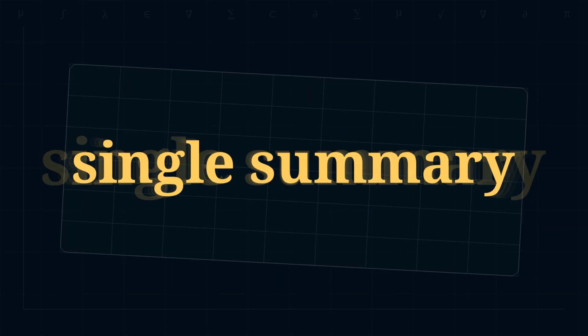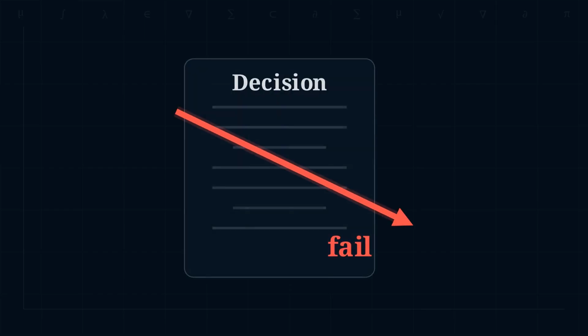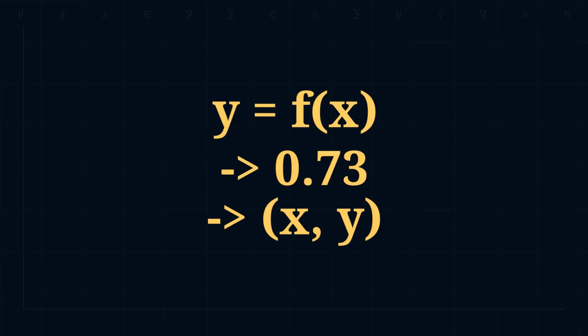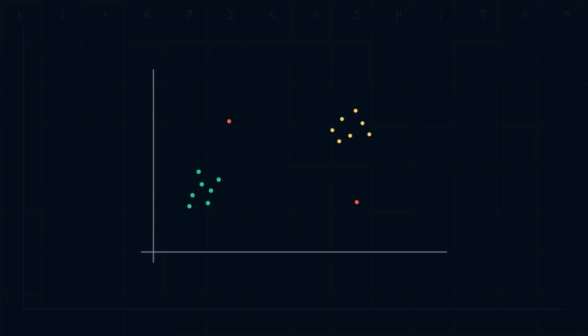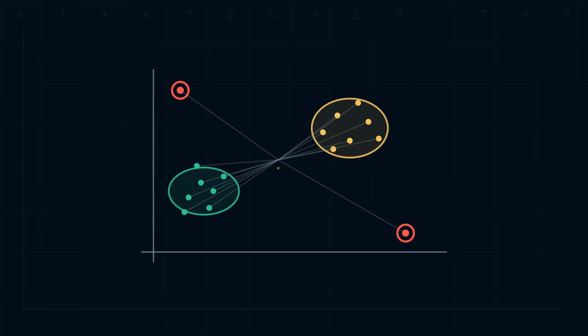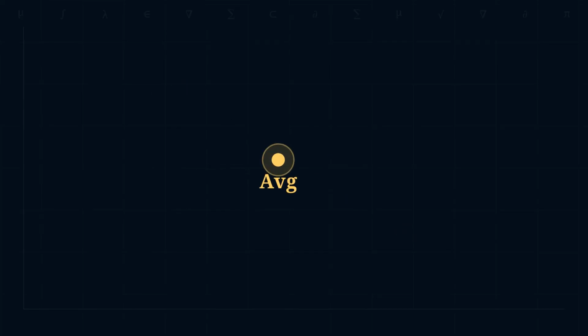Most people build models and make forecasts off a single summary and then watch those decisions fail in the real world. The gap is simple. They think one number can tell the story of how two variables move together. Mathematically, that compresses a whole two-dimensional pattern into a scalar, which erases shape, outliers, subgroups, and changes in variability.